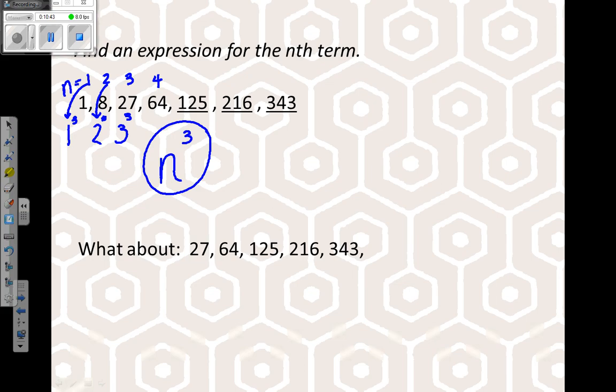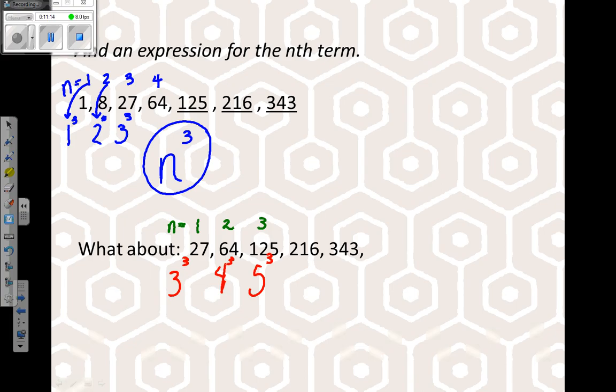Now, let's compare that to this one below it. Here, I don't start with 1, I start with 27. So 27 is 3 cubed. 64 is 4 cubed. Then I have 5 cubed. Okay, so instead of starting at 1, I'm starting with 3 cubed. But when I'm talking about my sequence, remember n is where you are. So this is still when n is 1. 64 is when n is 2. 125 is the third spot, so n would be 3.